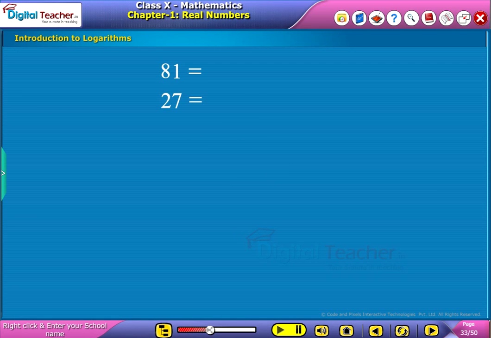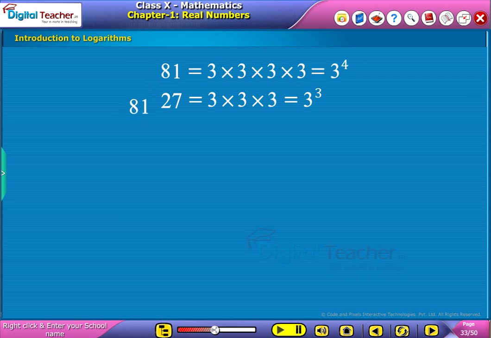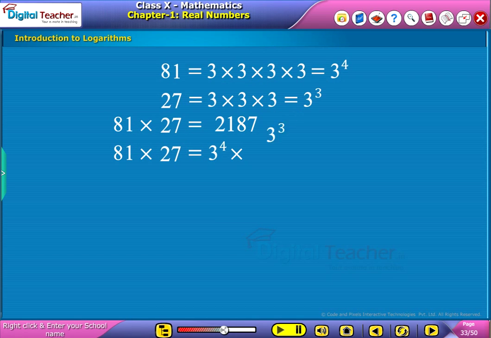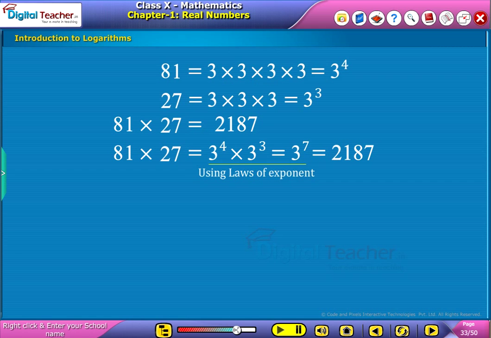We know that any composite number can be expressed as a product of powers of prime numbers. Suppose we want to multiply 27 with 81. One way is to multiply both the numbers directly. The other way is to use the rules of exponents. The product of 27 and 81 can be written as 3 power 7 according to the laws of exponents as shown on screen. Similarly, if we want to divide 81 by 27, we obtain the number 3 as per the laws of exponents.